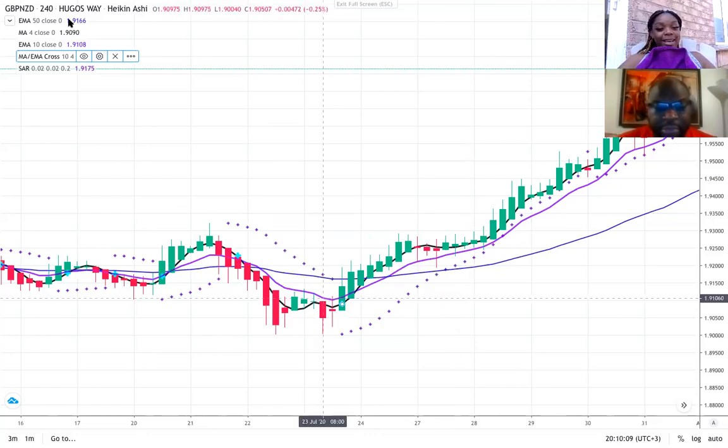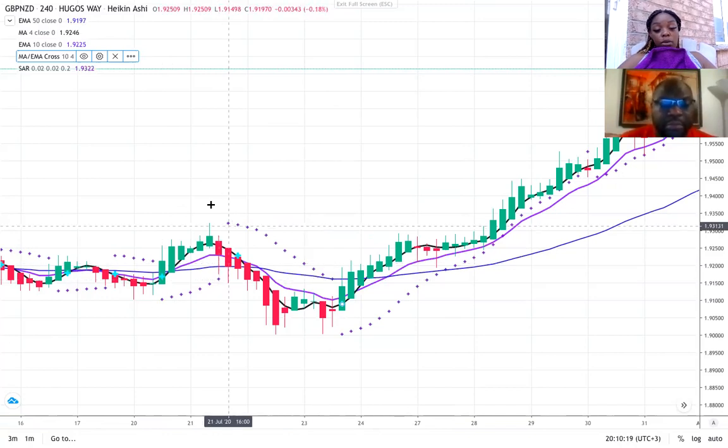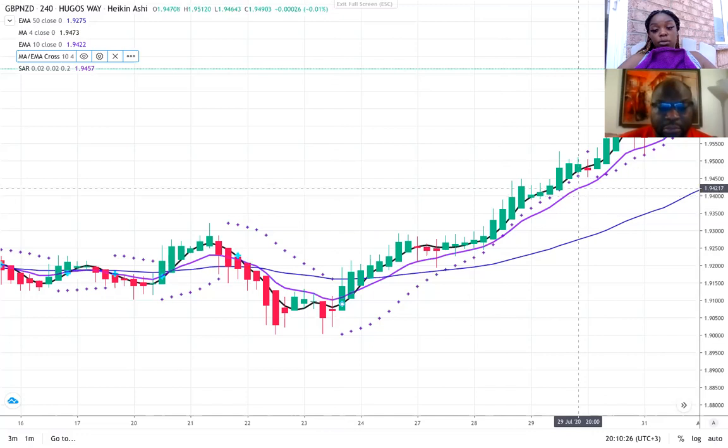And then you're going to have your SAR, your parabolic SAR, which is these dots. And these dots are basically showing you, you want to be under these dots for the sell. You want to be above these dots for the buy. These dots stay below, stay below, stay below.